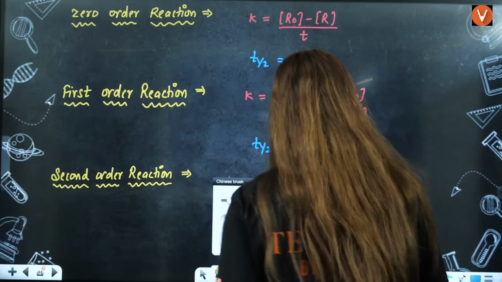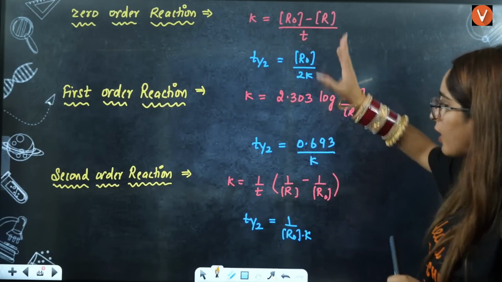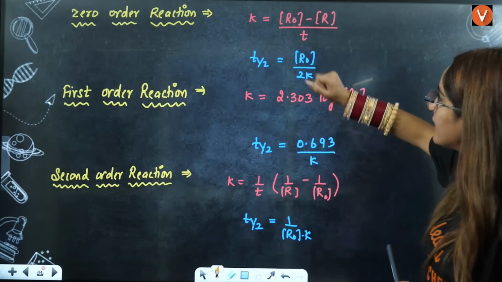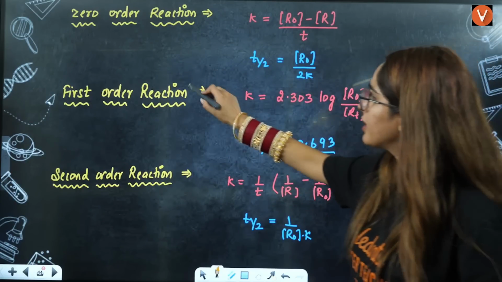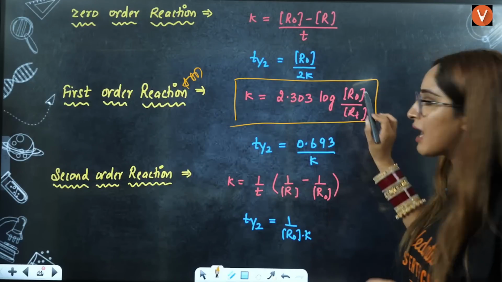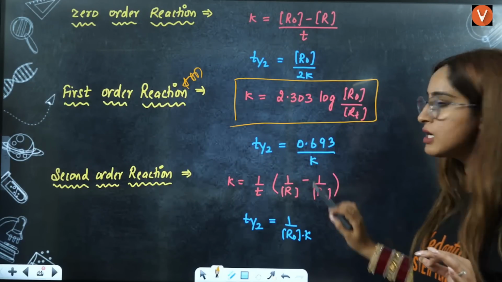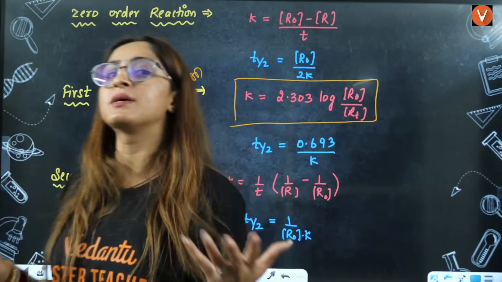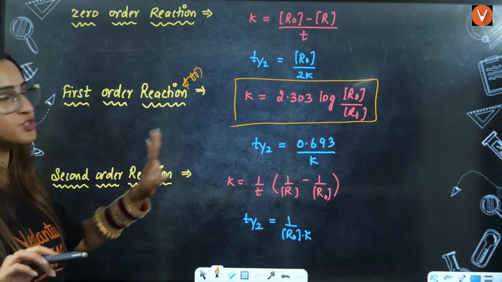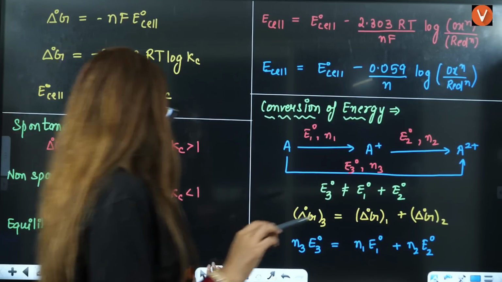Next are zero order, first order and second order reactions. As you can see, zero order, first order, and this is second order. Mostly first order reactions will be asked to you. This formula is extremely important. R0 is the initial, Rt is the final concentration, and t half is the time period when 50% of the concentration is consumed. You can go through these formulas. These are very, very important.